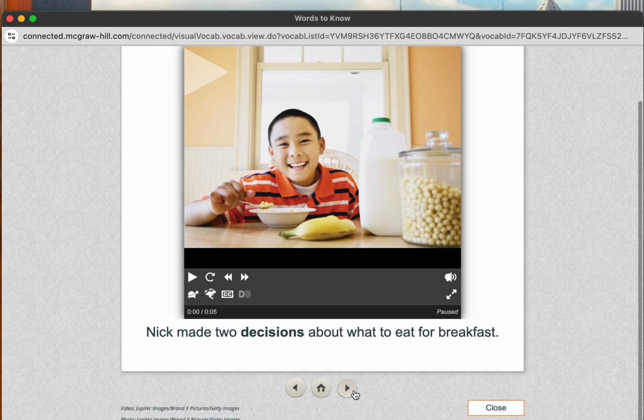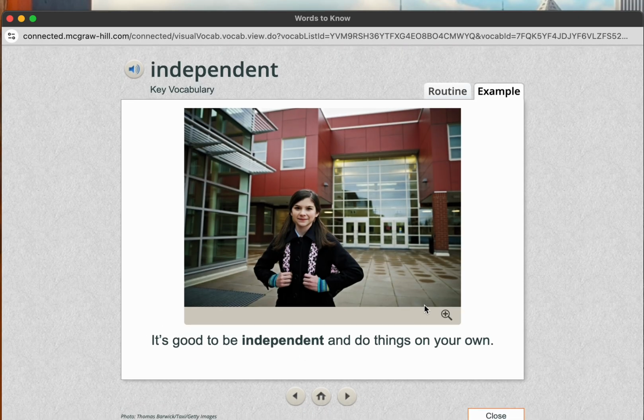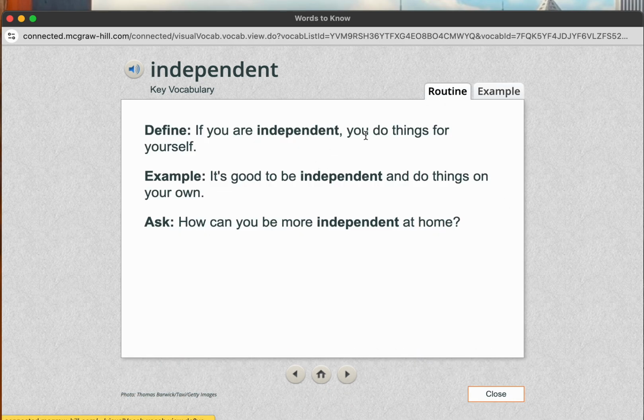Independent. Independent. It's good to be independent and to do things on your own. So that's giving us a hint about what it's going to mean to do things on our own. You do things for yourself. To do things for yourself, that's your definition here. An example is it's good to be independent and do things on your own.